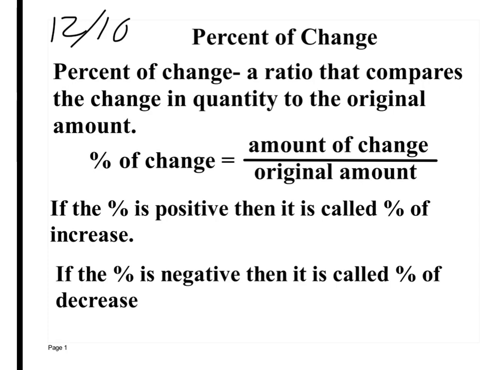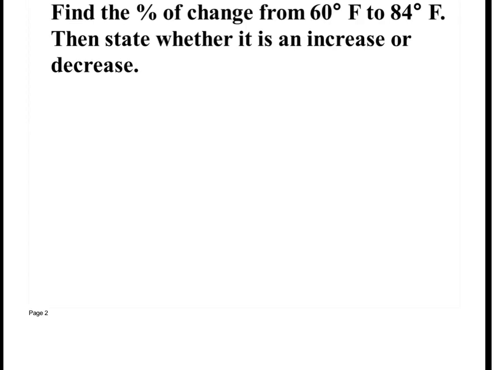All right. So this is what some of your homework problems are going to look like. It says find the percent of change when it started at 60 degrees Fahrenheit and went to 84 degrees. Then it's going to ask you to state whether it's an increase or decrease. So along with your percent of change, you also have to state whether it's an increase or decrease. If you don't do that tomorrow, it's going to be wrong.